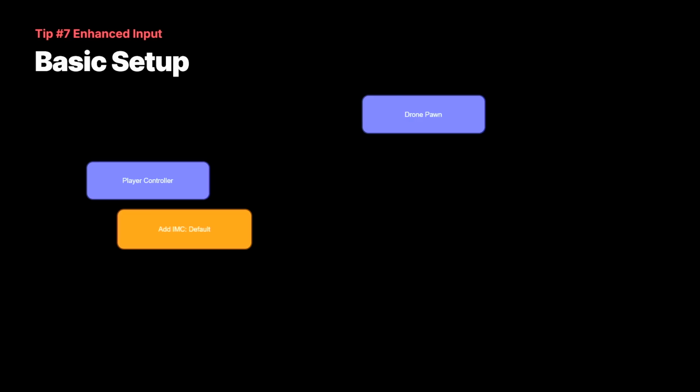So we have a player controller, and you might then go to the player controller and add your default IMC. And these are things that are going to be always on, like your pause button, things that aren't going to be changing their functionality pretty much ever, right? And there's usually not many of those.